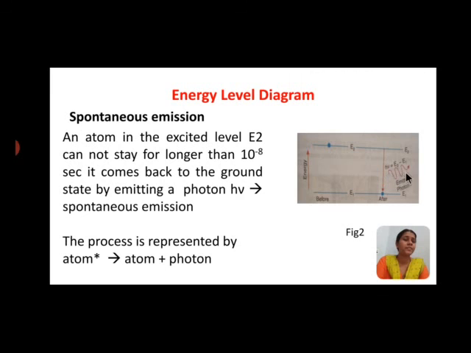So how will we represent it now? Here the atom is in an excited state. Therefore the first one I am representing as atom star, which is equivalent to the atom now moving into the ground state. Therefore atom plus, while doing the back journey, it is emitting the photon. So I have written atom plus photon. Therefore the spontaneous emission is now represented as atom star is equal to atom plus photon. Okay. So this is about the spontaneous emission.